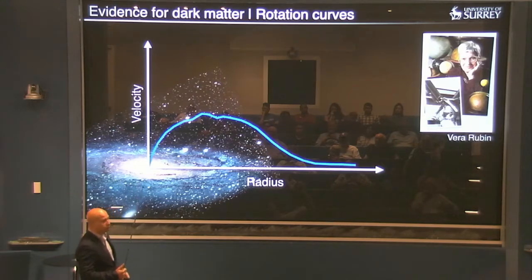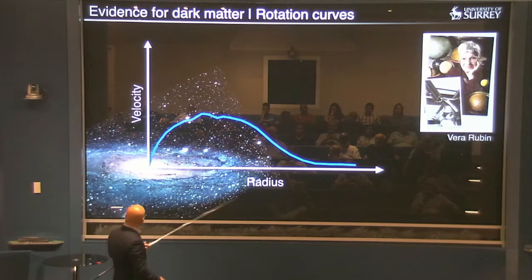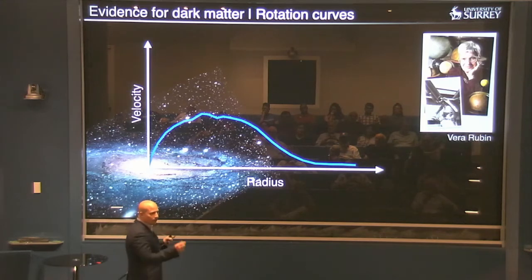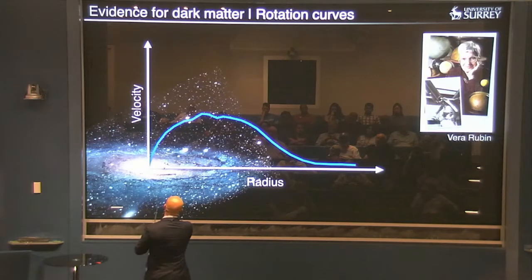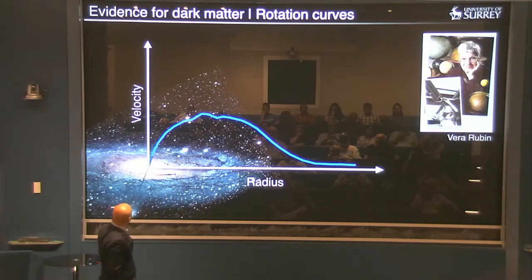And when Vera Rubin and others like Ford looked at this galaxy, what they expected to see is something like this blue line. As you go to the center of the galaxy, there's very little enclosed mass, so the velocities are very low. Then as you move out here, there's more and more enclosed mass, so the velocity rises because the gravitational force is getting stronger and stronger.